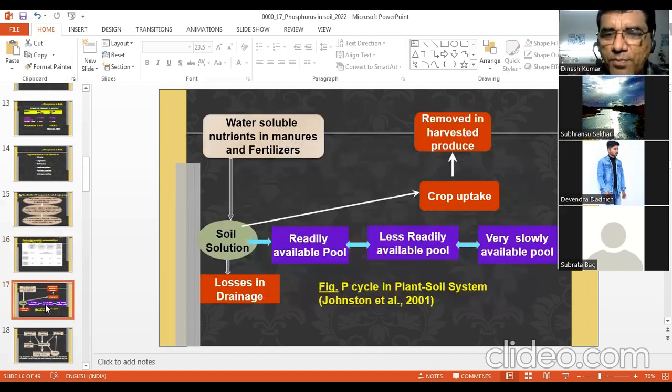Very simple graph of the P cycle in the plant-soil system. I am showing you, in the very simplest form, a soil solution, and then it is in equilibrium with a readily available pool, a less readily available pool, and a very slowly available pool. The solution P can go for crop uptake, and crop uptake can remove it in the harvested produce. It may come from within the soil like this, or water soluble nutrients, fertilizer or manures containing water soluble phosphorus can be added.